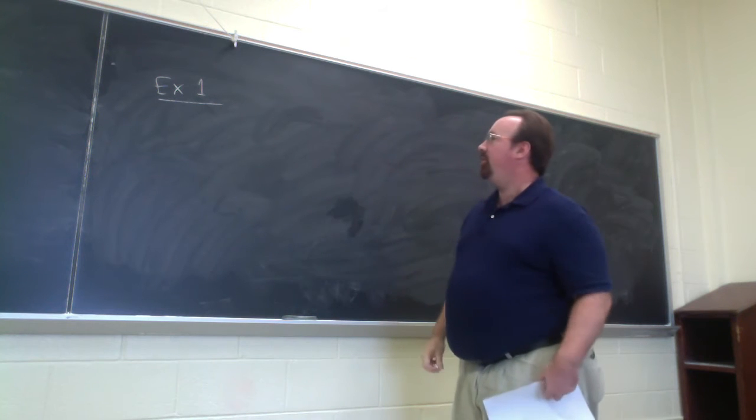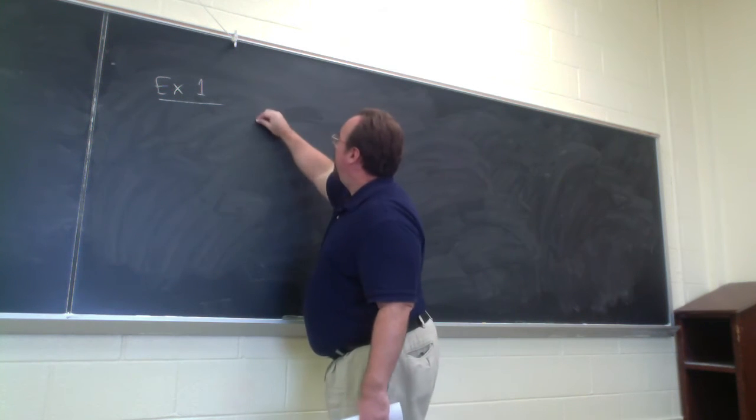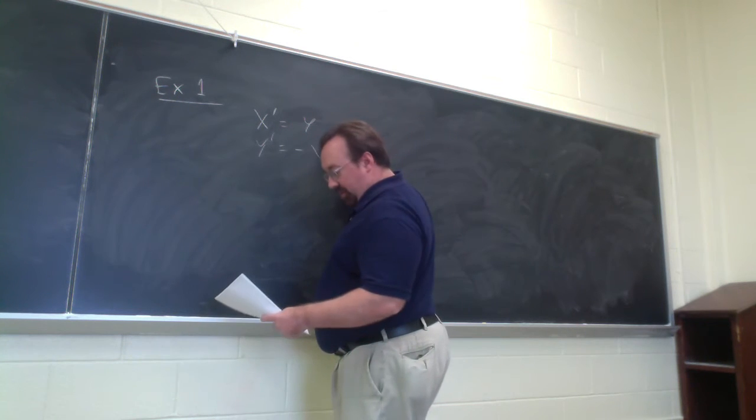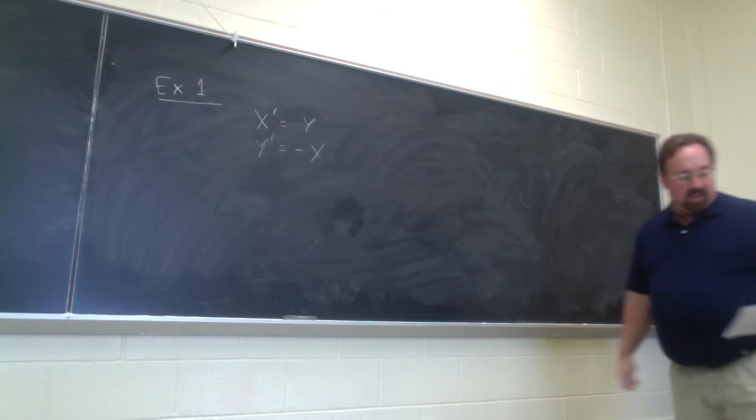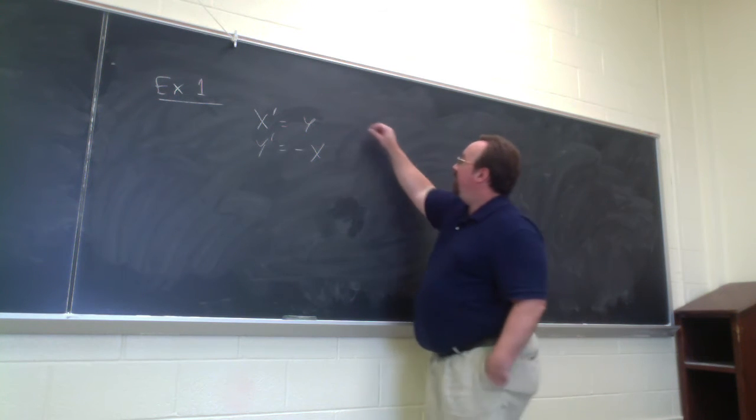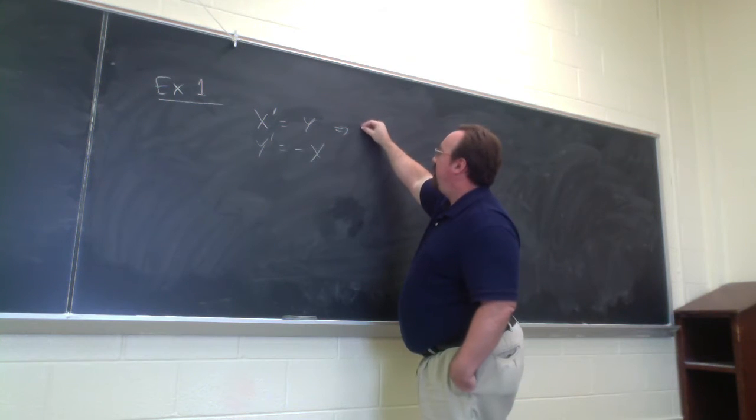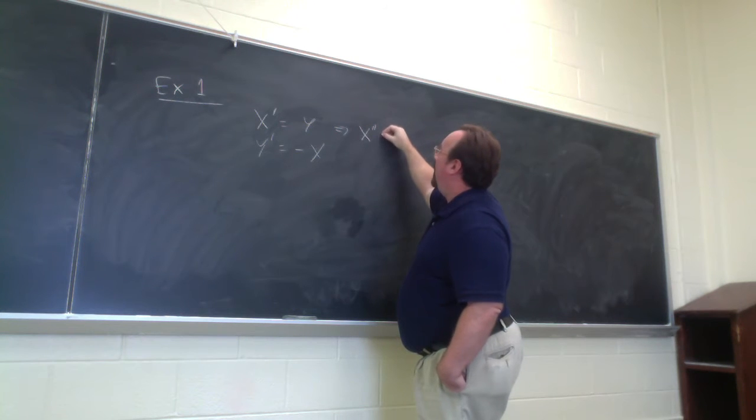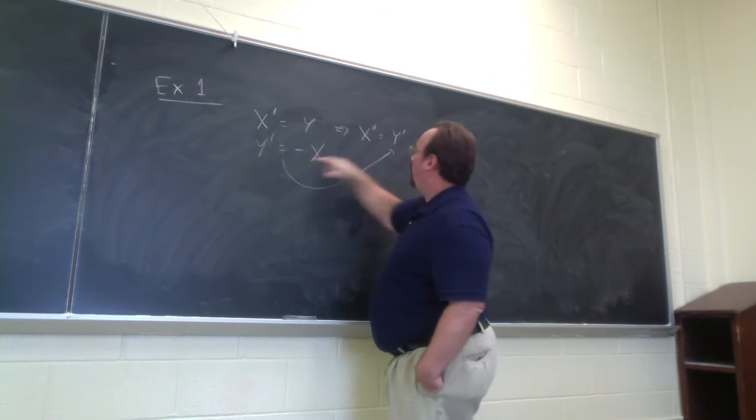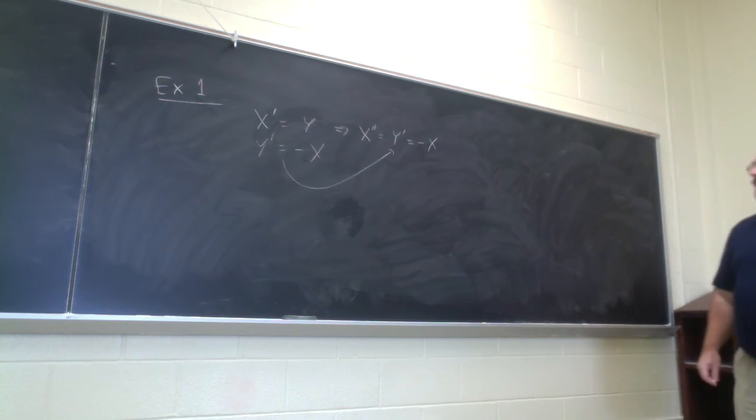Alright, so a simple example of a first order dynamical system that exhibits one kind of behavior of interest is a system like this. x prime is equal to y, y prime is equal to minus x. So what we can do is go ahead and try to solve this. Take the first equation and differentiate both sides with respect to t. So x double prime is equal to y prime, but y prime is equal to minus x. So we get x double prime is equal to minus x.